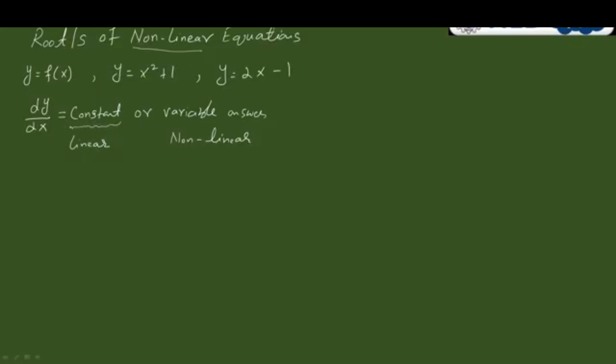So constant is linear. The easiest way is to just compute the derivative. If it is constant, then it is a linear equation. If not, if it is variable, then it will be a non-linear equation. But how do you classify that? For example, these are the two examples that I selected earlier.